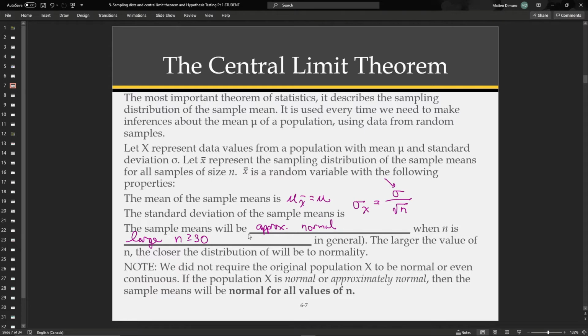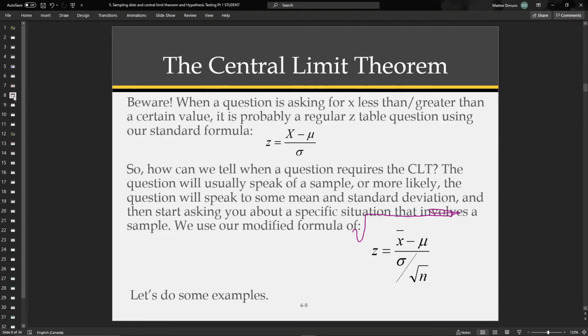The larger the value of n, the closer the distribution will be to normality. Remember, normality means the normal distribution. Note, we did not require the original population X to be normal or even continuous. If the population X is normal or approximately normal, then the sample means will be normal for all values of n. And that's pretty neat. Basically, the central limit theorem helps us normalize data that is close to normal, or not even necessarily normal. That's a pretty powerful theorem. It lets us do a lot of things that we normally wouldn't be able to find probability distributions for. If you can appreciate that, then you're a lucky person.